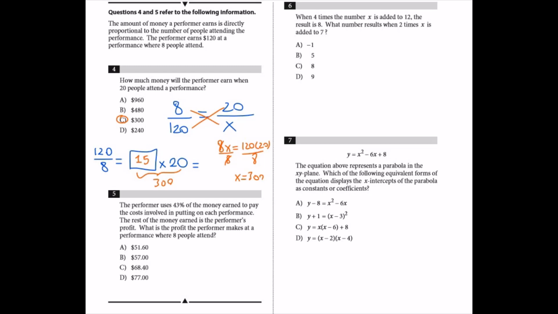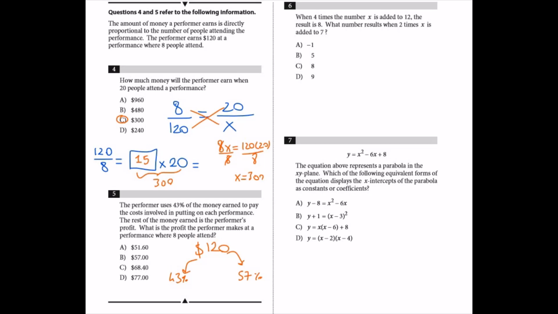Question number 5. The performer uses 43% of the money earned to pay the cost involved in putting on each performance. The rest of the money earned is the performer's profit. What is the profit the performer makes at a performance where 8 people attend? When 8 people attend, the performer was making $120, which we knew from the previous question. And 43% of this money is the cost, which means 57% is the profit.